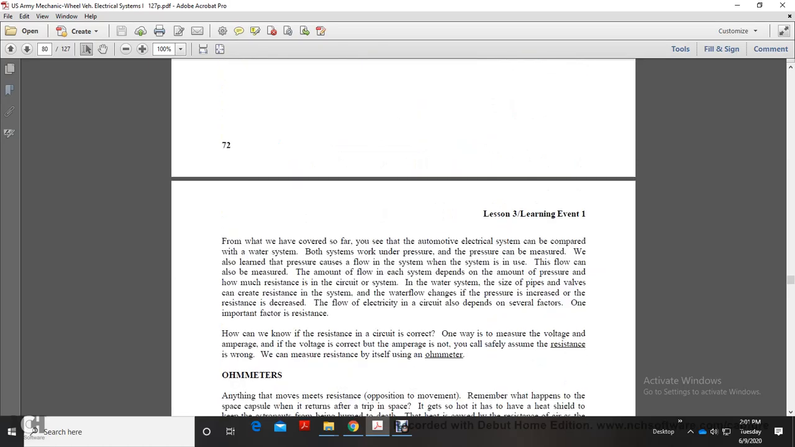From what you have covered, you can see that an automotive electrical circuit or system can be compared with a water system. Both systems work under pressure. The pressure can be measured. We also learn that the pressure can make current flow in the system.